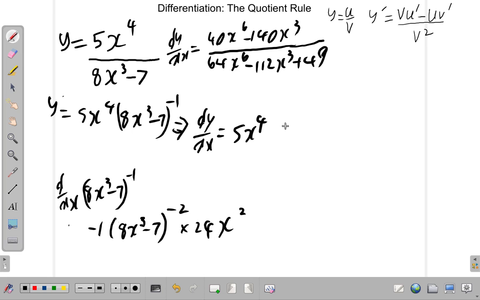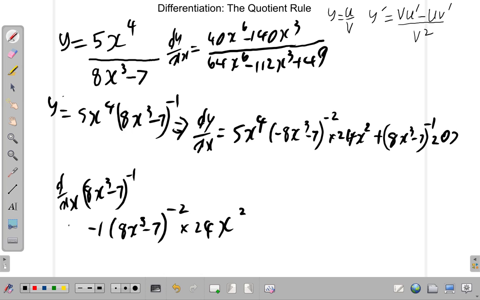So dy by dx would be, you use the product rule here, and what you would get is negative (8x cubed minus 7) to the negative 2 times 24x squared, plus after that you hold (8x cubed minus 7) to the negative 1 and differentiate 5x to the 4th, so you get 20x cubed.